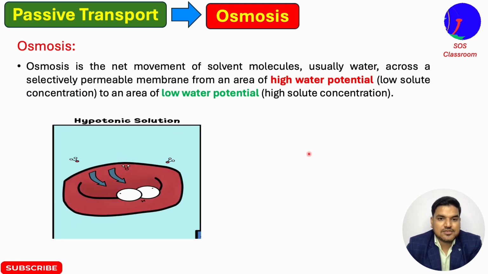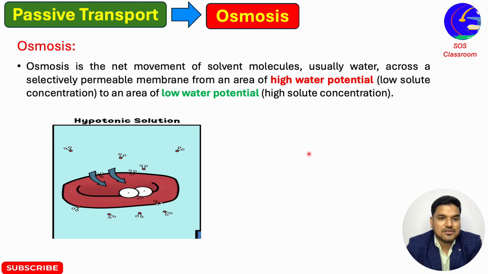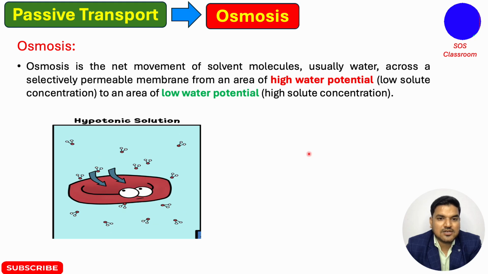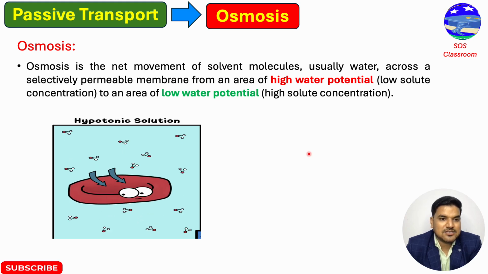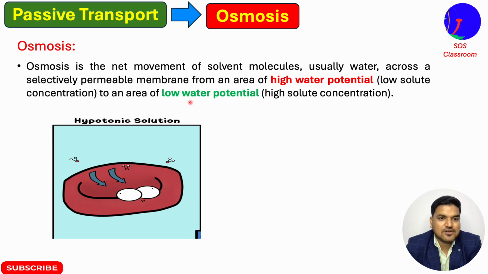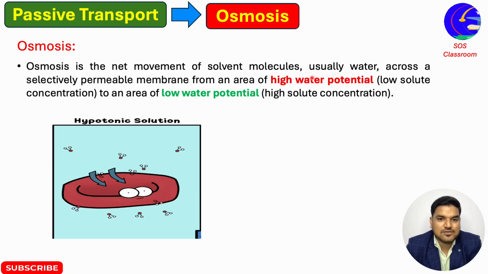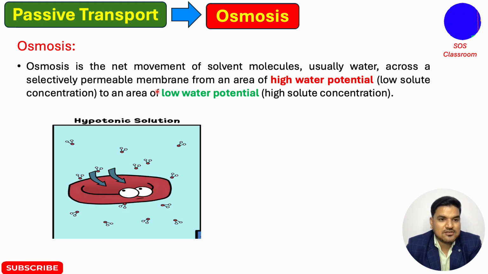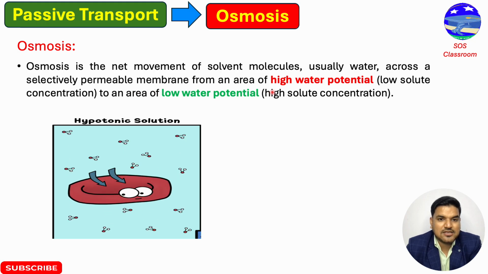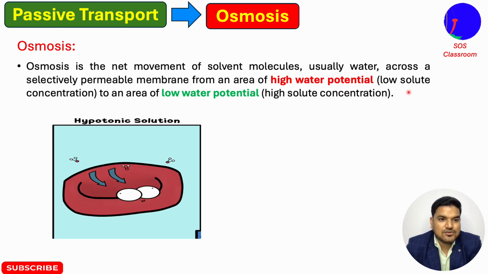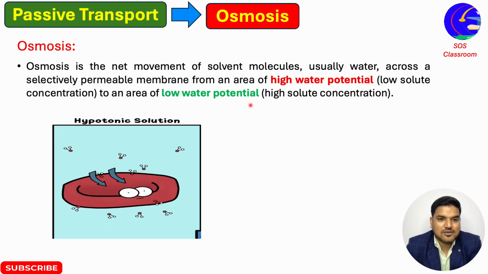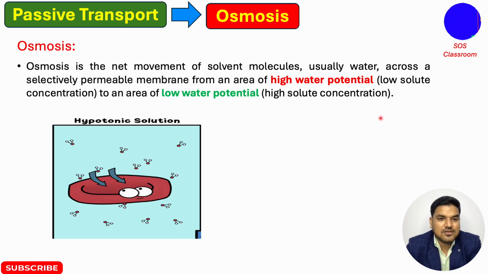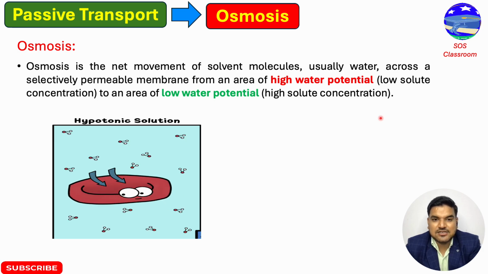And what happens in osmosis? Osmosis is just the opposite of diffusion. In these conditions, the movement is from the lower concentration to the higher concentration. Or we can say osmosis is the net movement of solvent molecules, usually water, across a selectively permeable membrane from an area of high water potential, meaning low solute concentration, to an area of low water potential, meaning high solute concentration.